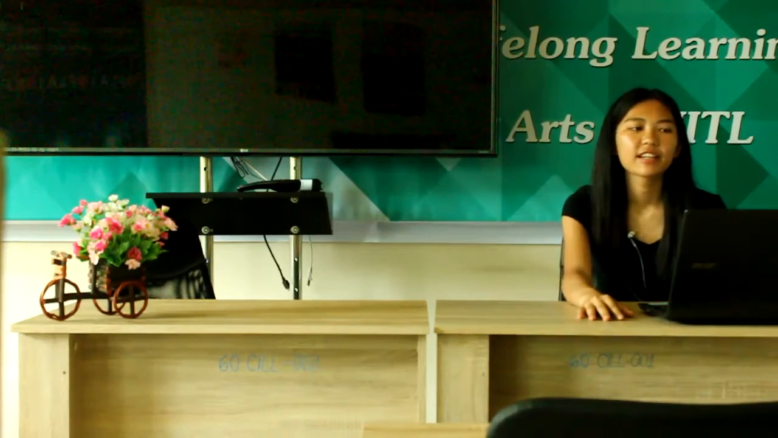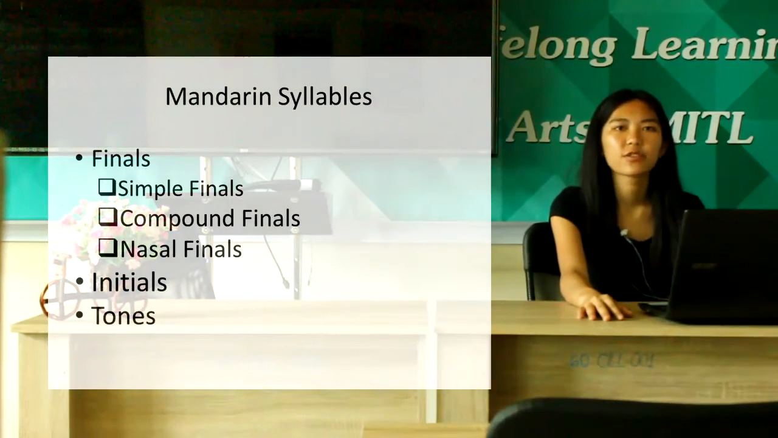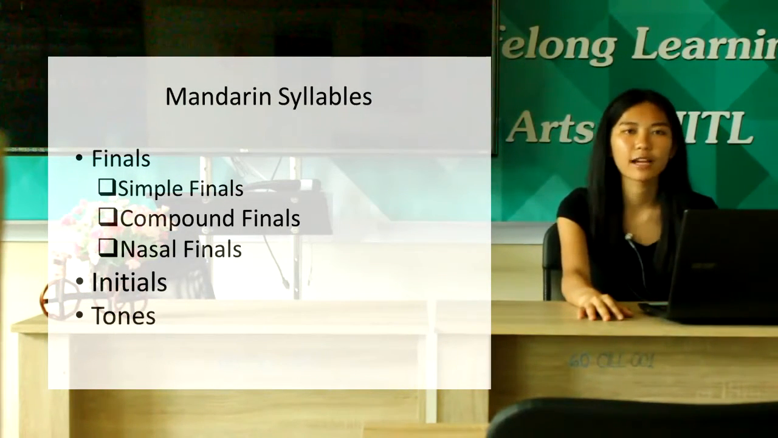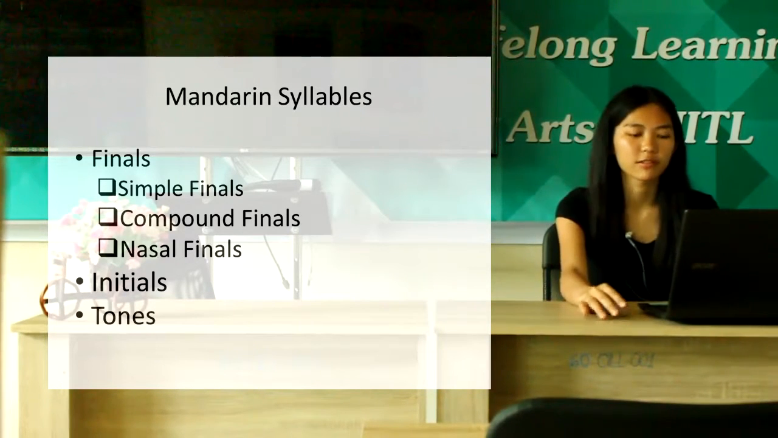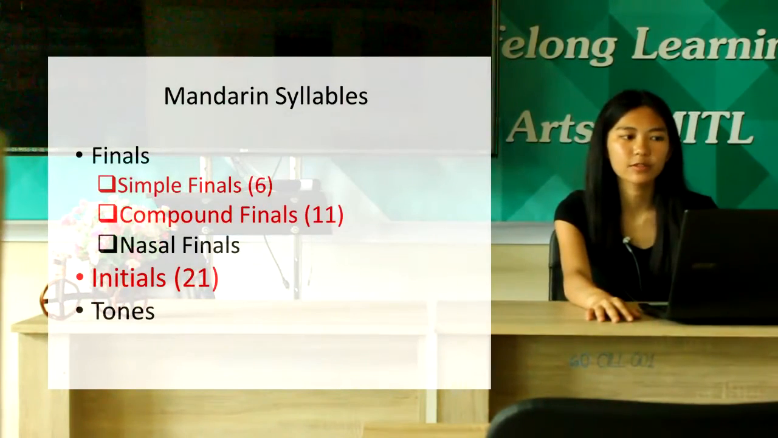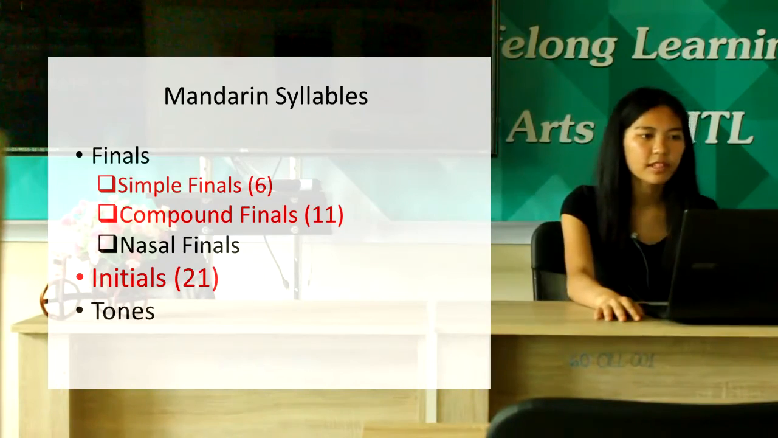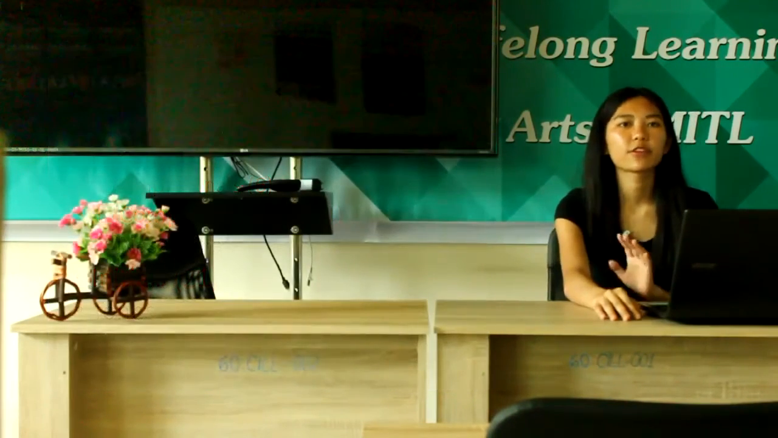So basically, a Mandarin syllable contains three components. The first one, final. The second one, initial. And the third one, tone. Today we'll be talking about simple finals, compound finals, and initials. So let's start with something very easy.